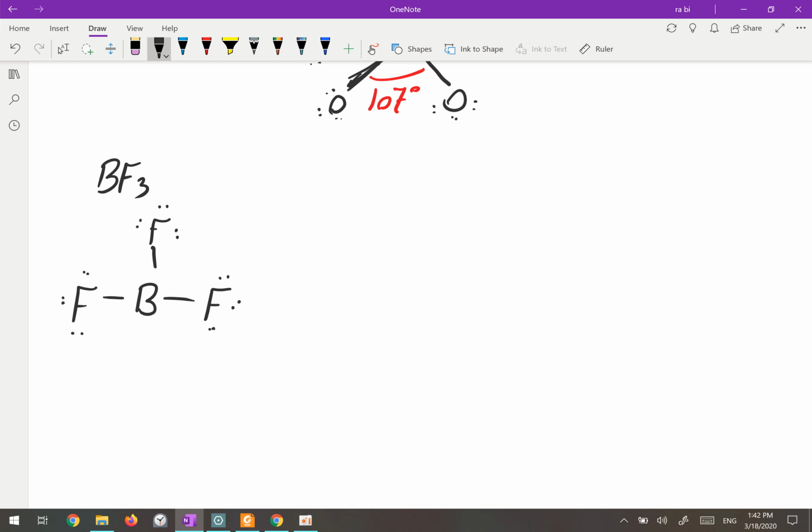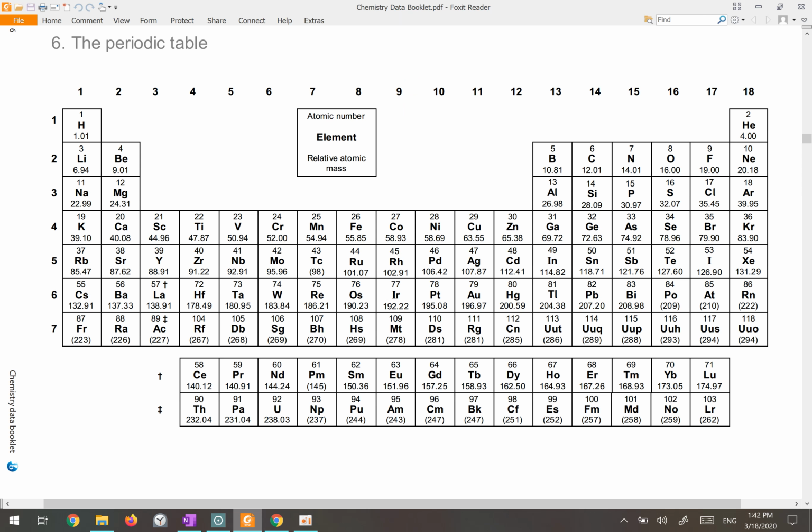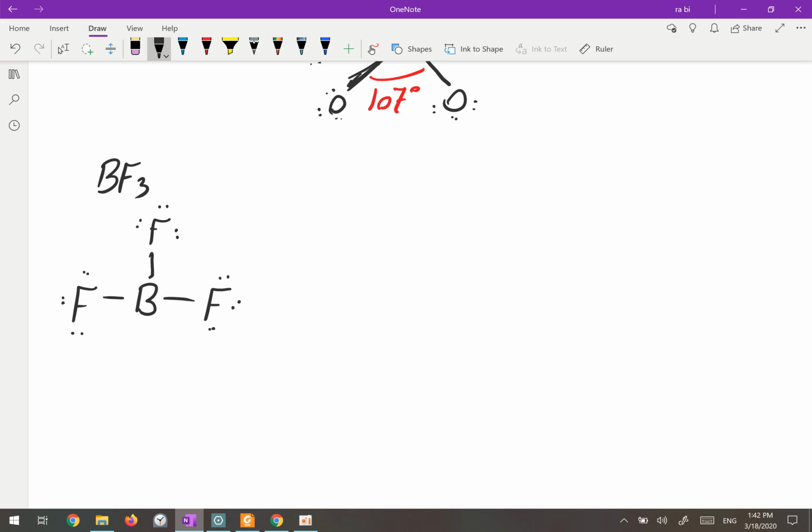Okay, if you remember, we said this molecule is electron deficient because the boron, which is the central atom, has not reached the octet. Boron is in group 13, at the top of group 13, and it has 3 valence electrons. If it shares all of its 3 valence electrons, it can reach only 6, so it cannot be an octet. That's why we call it electron deficient.